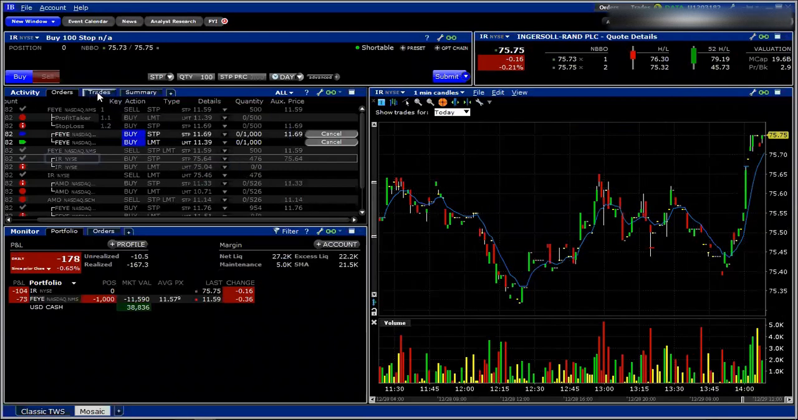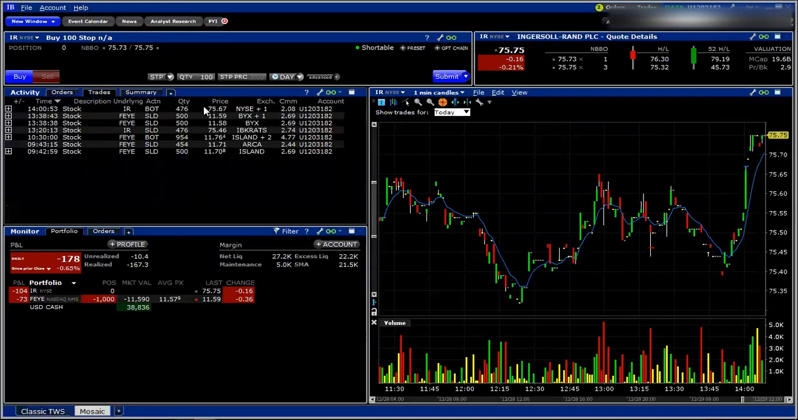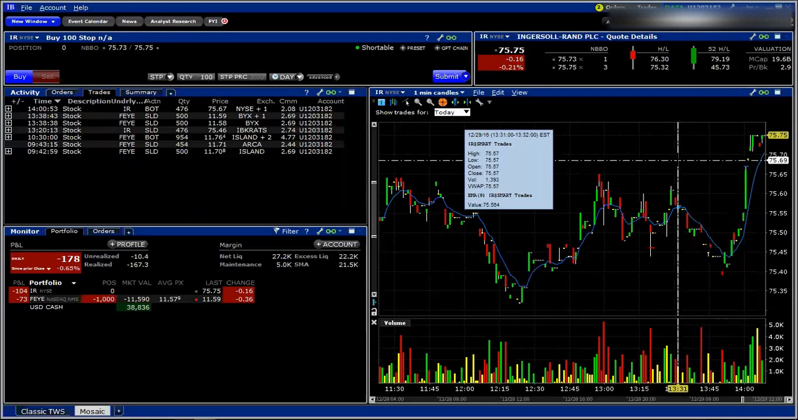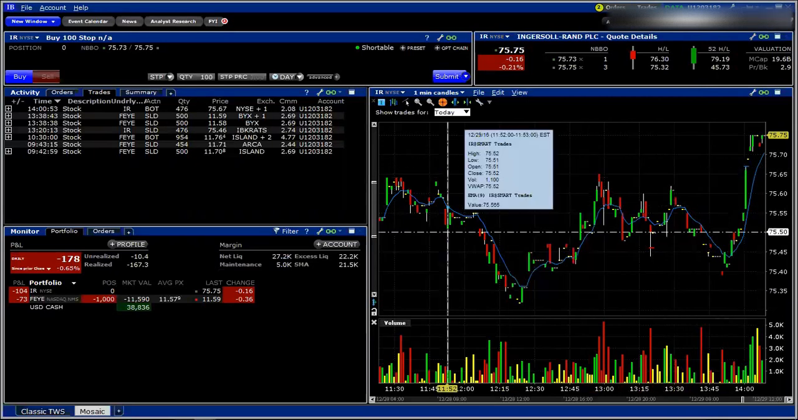That blue line is where I actually got filled, and if I look at the trades, I can see it filled me at 75.67. So 3 pennies of slippage, but as you can see, it is going quite far past the blue line. So I would rather be out at 75.67 than still be in it and still losing money.